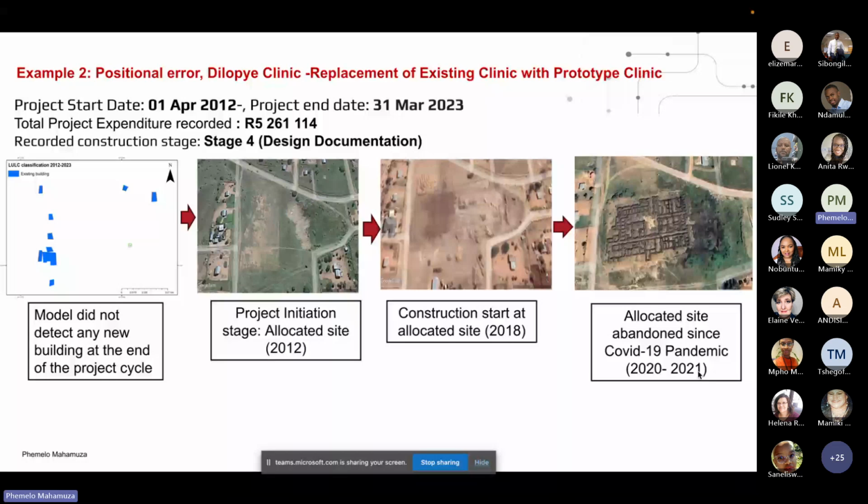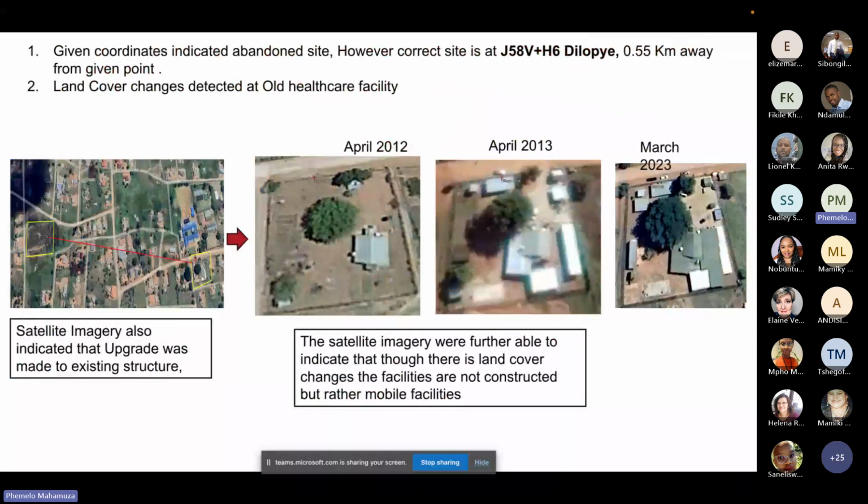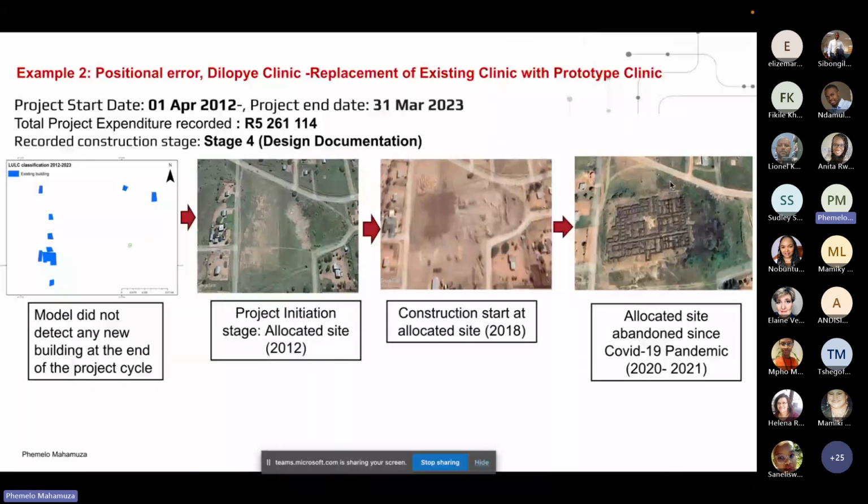And then we went further and said, hey, maybe it's a positional inaccuracy, because those do occur. Let's check. And we actually noted that the initial healthcare facility, yes, was supposed to be constructed here, or rather there's workings that there was supposed to be some form of construction there, but nothing ever happened to date. This is how the site looks. And yet again, the model was unable to pick up on anything. The only thing the model was able to pick up on was the surrounding infrastructure, or surrounding houses.